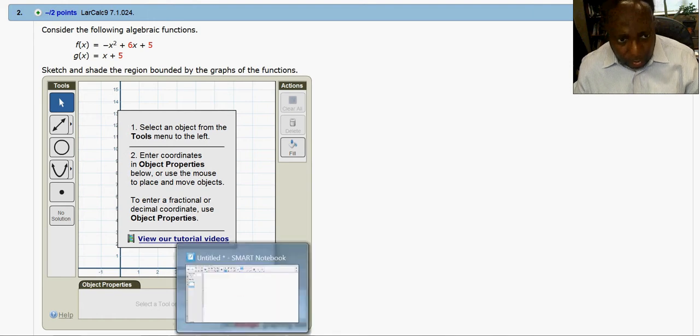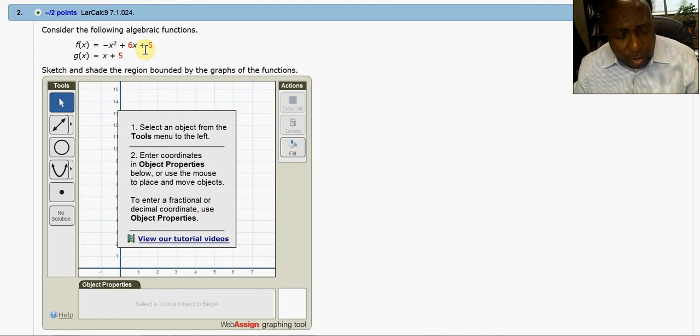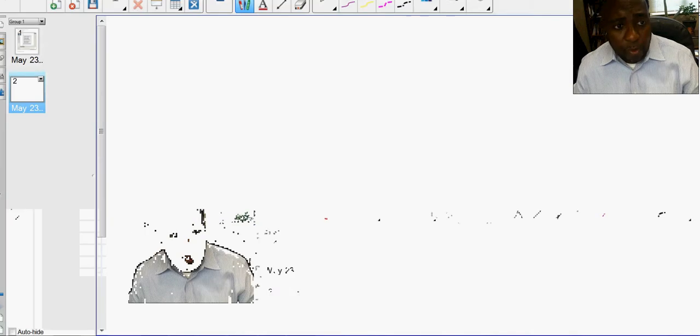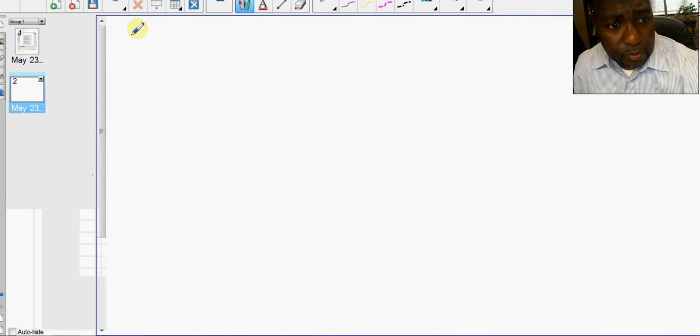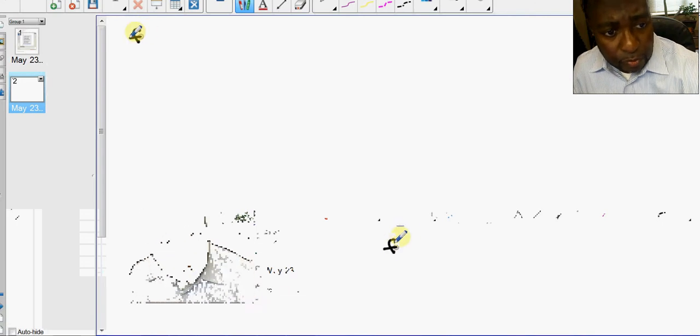So first, we want to be able to solve the point of intersection for these two graphs. Graph these two functions. Find the region where they are intersecting and bounded, and then be able to integrate and find the area. The purpose of this video is not so much to calculate the integral to find the area, but to show you how this graphing tool works with WebAssign. But I will first go ahead and see if we can walk through and try to solve this problem.